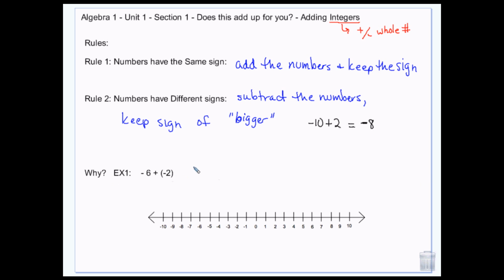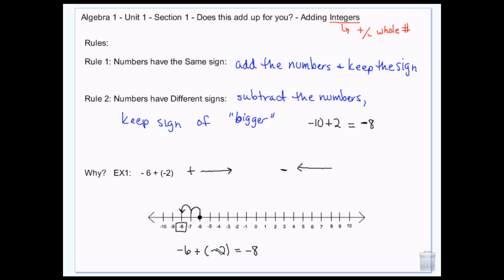Why is this like this? Well, because if you're adding or you have positive numbers, you're moving this way on the number line. And if you're subtracting or have negative numbers, you're moving that way on the number line. So if I start at negative 6 here, and I add a negative 2, I need to move 2 spaces this direction because that's the negative direction, which brings me to negative 8. So negative 6 plus negative 2 is negative 8.